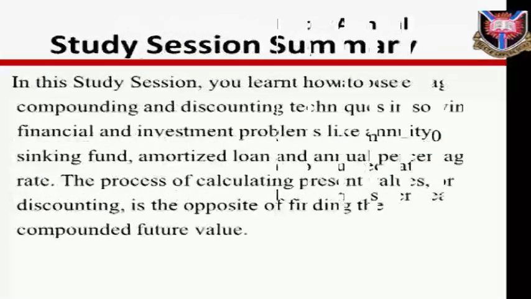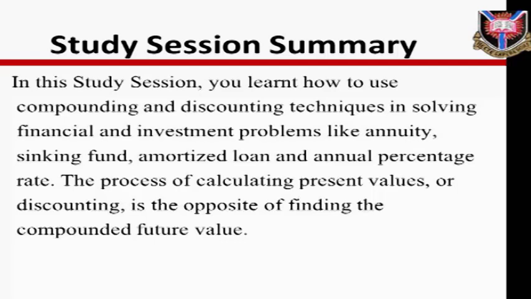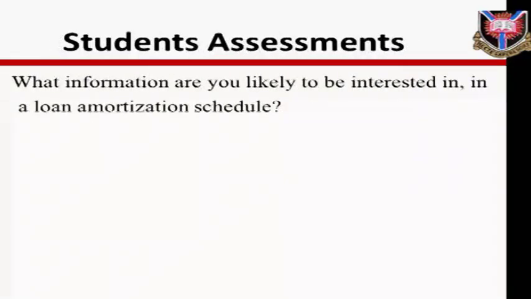Summary. In this study session, you learned how to use compounding and discounting techniques in solving financial and investment problems like annuity, sinking fund, amortized loan, and annual percentage rate. The process of calculating present values or discounting is the opposite of finding the compounded future value. Do not forget that for streams of cash flows, the present value will be the sum of the present value of each individual amount, and it is easier to tabulate the calculation.